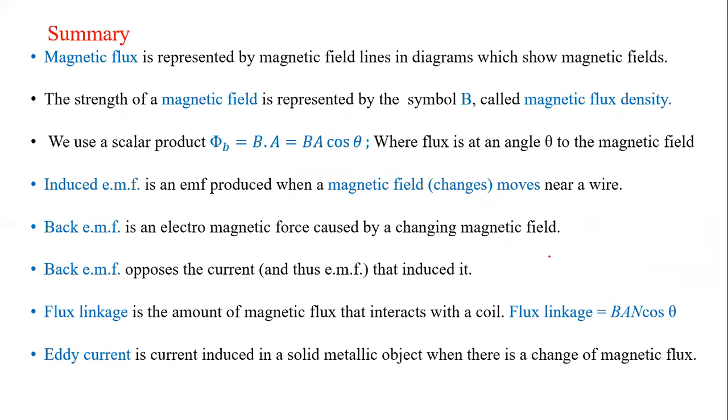Just summarizing what we have discussed today. What we learned: magnetic flux, which is represented by magnetic field lines in the diagram, showing magnetic fields. The strength of the magnetic field is represented by the symbol B, with Tesla as the unit, and is called magnetic flux density. We use the scalar product B dot A, which is BA cos theta, where the flux is at an angle theta to the area.